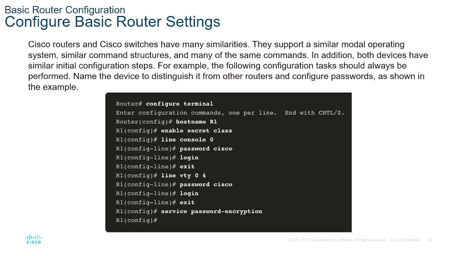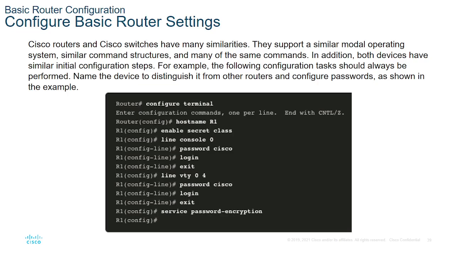So Cisco routers and switches have many similarities. They support a similar operating system, similar command structures, and the same commands. In addition, both devices have similar initial configuration steps. For example, the following configuration tasks should always be performed: name the device to distinguish it from the other routers, and configure the passwords as shown in the example. So as you see there, of course, configuration of a router and a switch are similar.